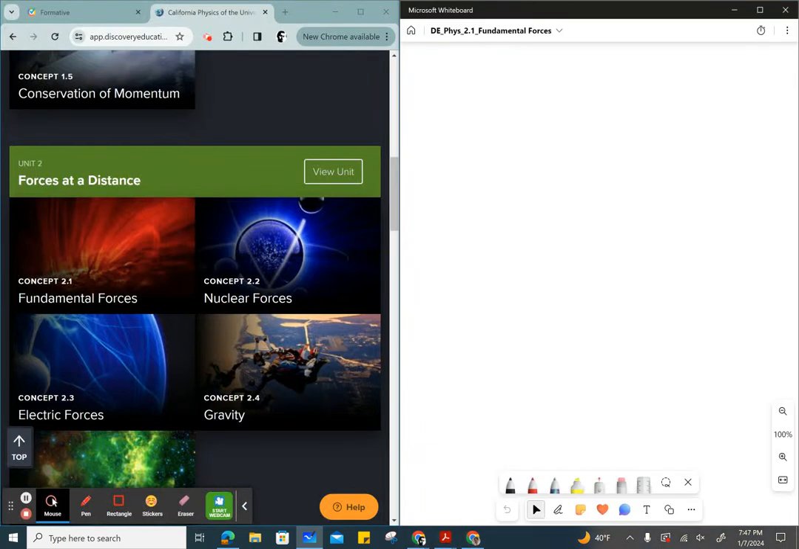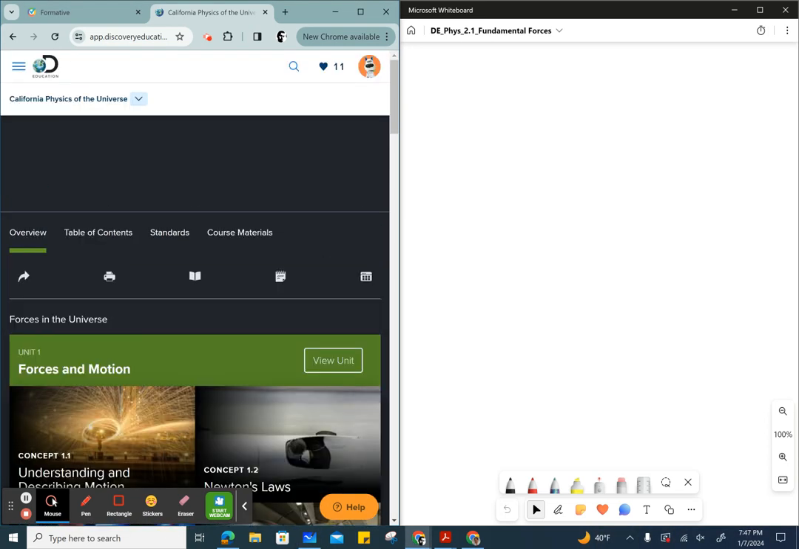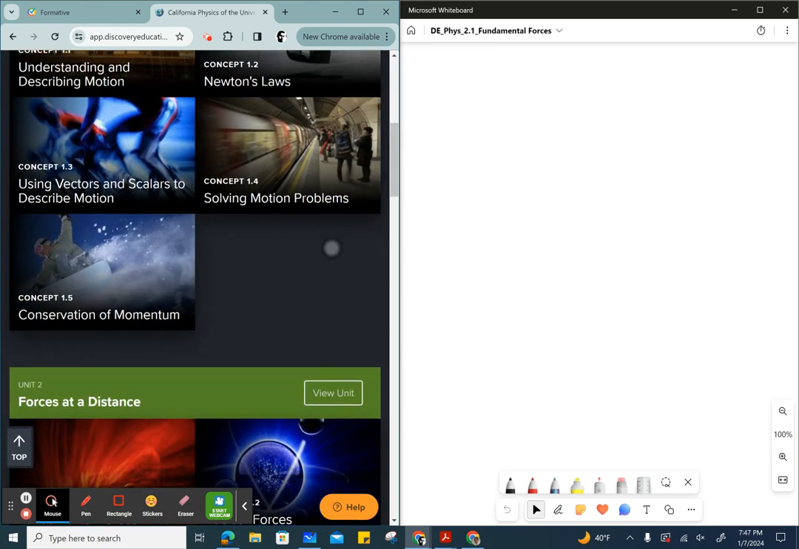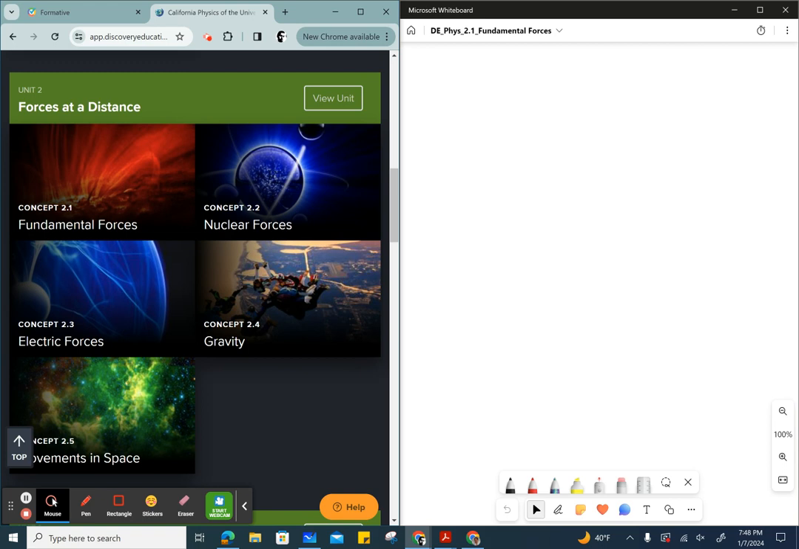Okay, let's go ahead and jump right into this. We're looking at Unit 2 of your physics text here. We are looking at the forces that operate at distances. Think gravity, think electromagnetic forces. And 2.1 is all about fundamental forces. You can see that 2.2 is nuclear forces, 2.3 is electrical forces, 2.4 is gravity, and 2.5 is movement in space. In future chapters, we'll dig into these a little bit deeper, but right now we're going to do an overview.